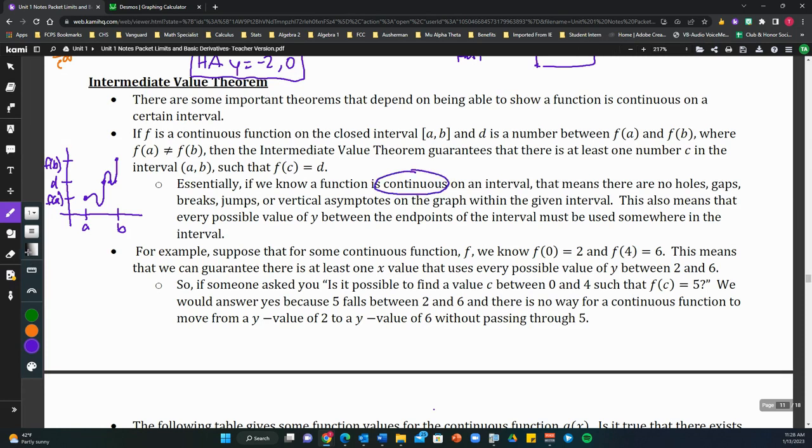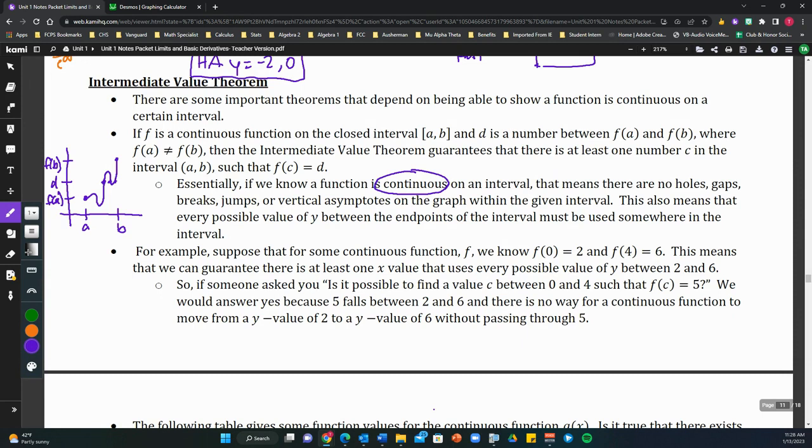So because of that, it rules out all of the what ifs. Well, what if there's a hole at that particular value? What if there's a jump discontinuity and we jump up over that y value of d and we go past it? By guaranteeing the function is continuous, we're able to rule out all of those crazy possibilities, and it only leaves us with a smooth continuous curve. So because of that, we know for sure that every y value between the two endpoints of the interval must be used at least once.